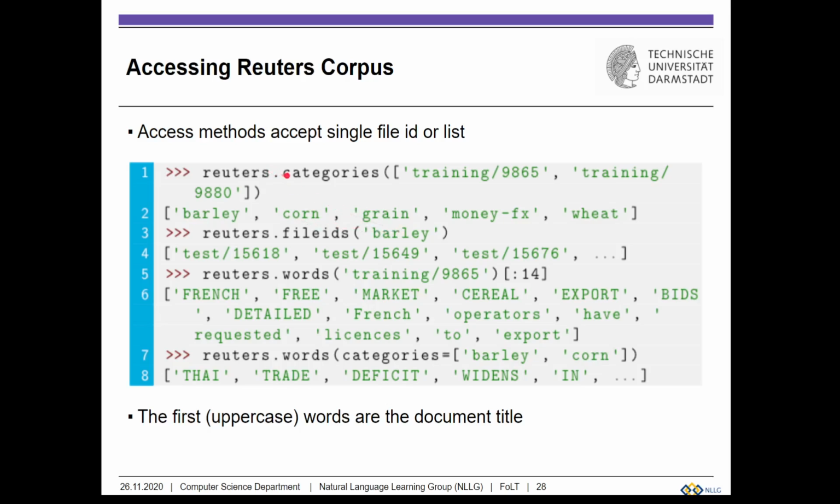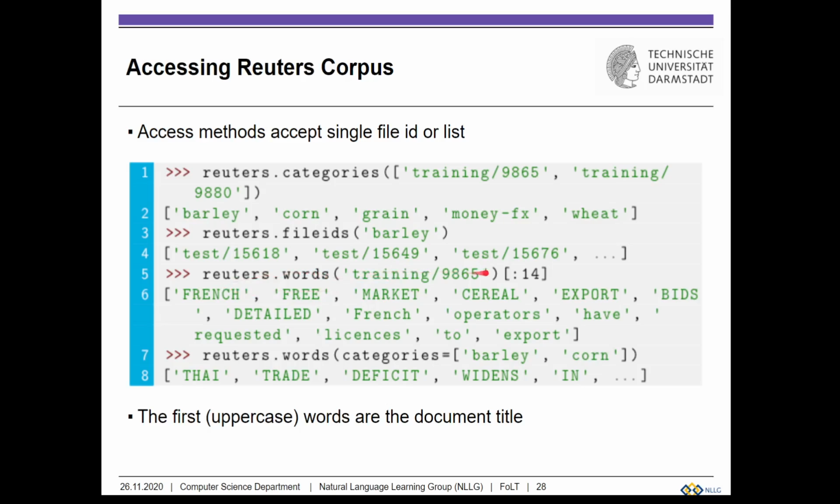If you want to access the Reuters corpus, again, you can get all documents that have certain labels by typing dot categories, and you give a list of the file IDs. So you say file ID training 9865 and file ID training 980, and you can check which labels these two file IDs have. You can get all file IDs that, for example, deal with the topic or label of barley. You will get them as a list.